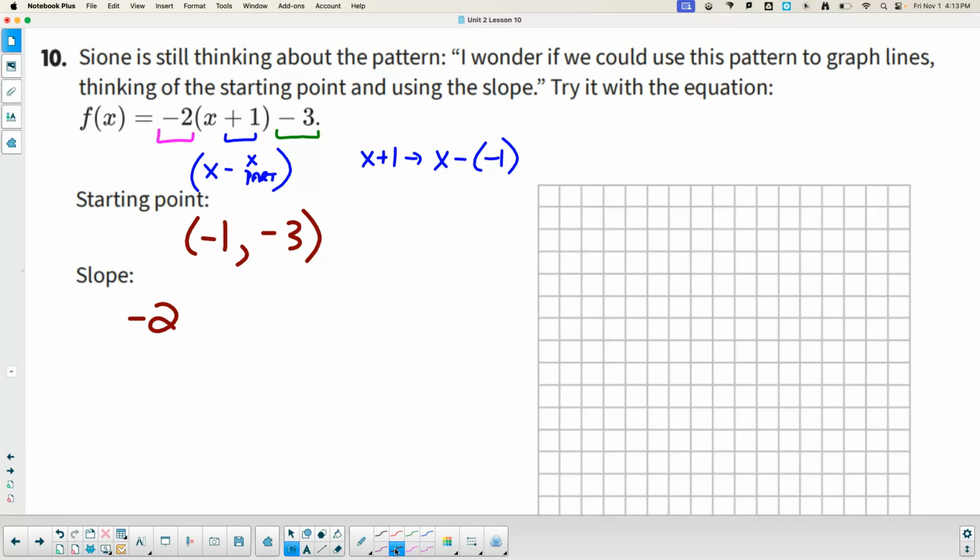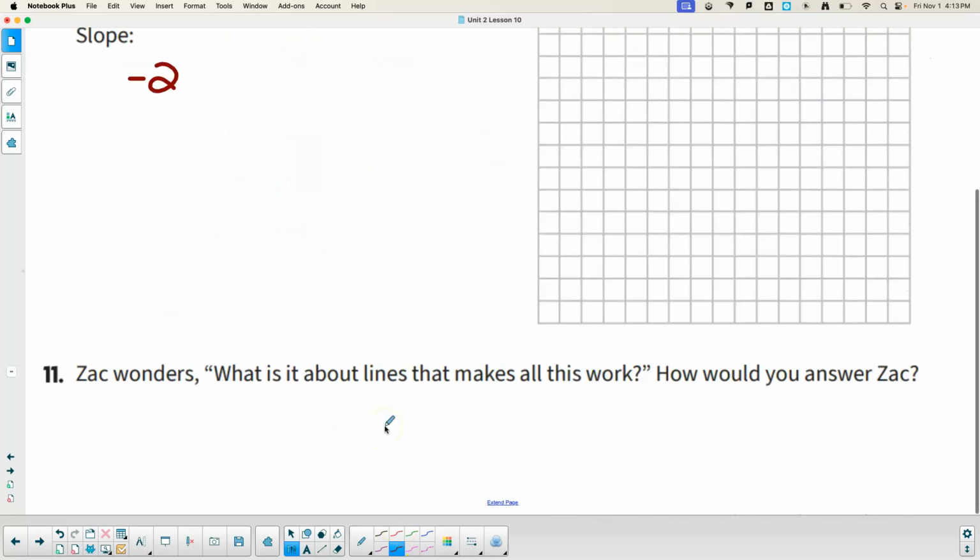And this all works. Zach's wondering here in number 11 why this is all working. It's because these are lines and the rate of change is the same on lines all the way through, no matter where you go. Okay?